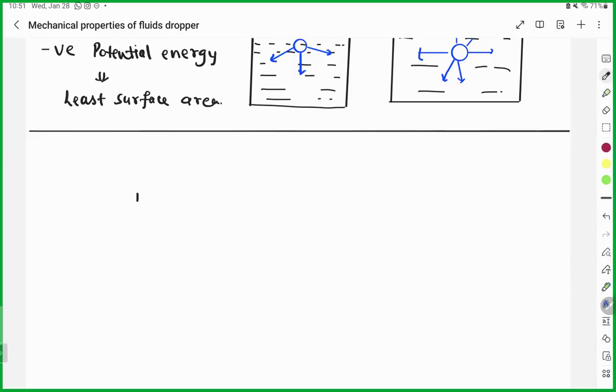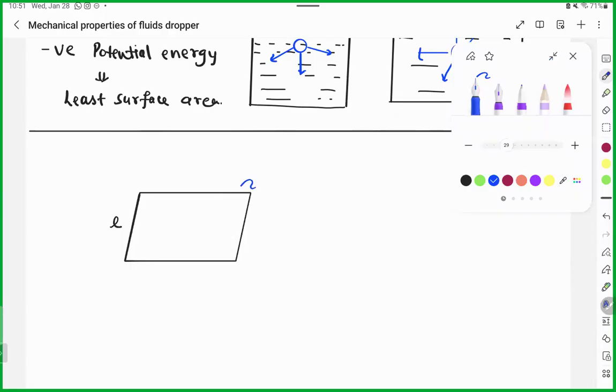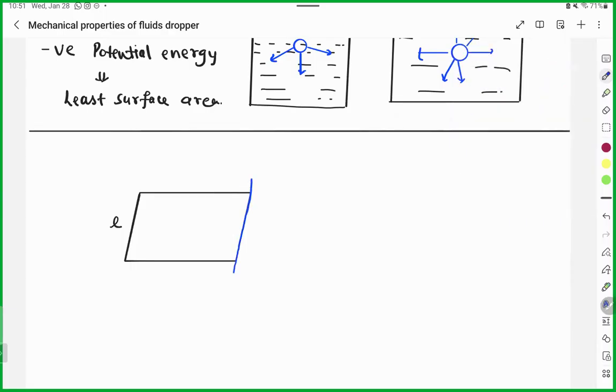Example, you have any film, and the length of this film is L, and there is some force existing on this, in all the directions, correct? F force. Now if you try to stretch it out, this is the equilibrium condition, there is no net movement. Equilibrium means net movement is zero, net force is zero. In the outward and inward direction, net force is zero.